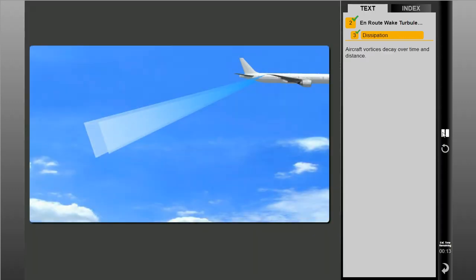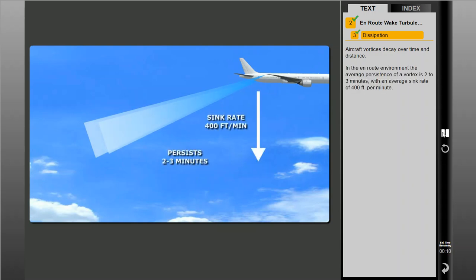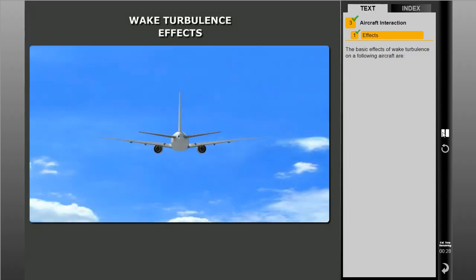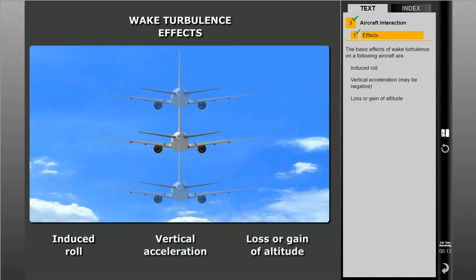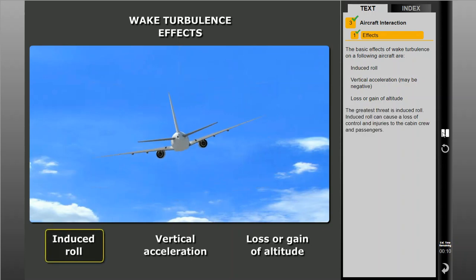Aircraft vortices decay over time and distance. In the en route environment, the average persistence of a vortex is 2 to 3 minutes, with an average sink rate of 400 feet per minute. The basic effects of wake turbulence on a following aircraft are induced roll, vertical acceleration, which may be negative, and loss or gain of altitude. The greatest threat is induced roll. Induced roll can cause a loss of control and injuries to the cabin crew and passengers.